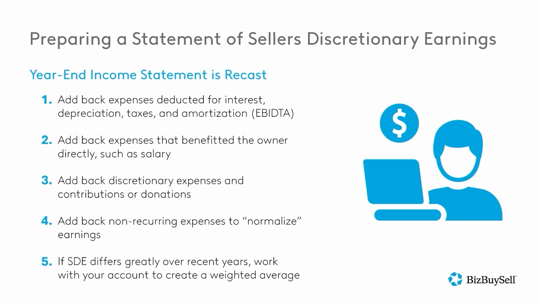To calculate SDE, a key figure in small business sales, the year-end income statement is recast with the following adjustments. 1. Add back expenses that were deducted for interest, depreciation, taxes, and amortization, resulting in what accountants call business EBITDA, earnings before interest, depreciation, taxes, and amortization. 2. Add back expenses that benefited the owner directly, such as owner's salary and benefits, insurance, and auto use.